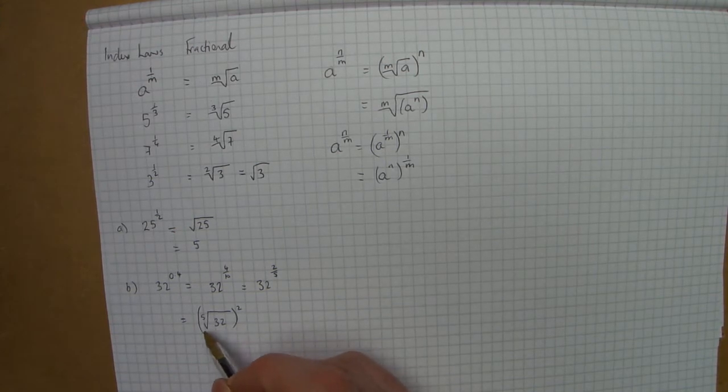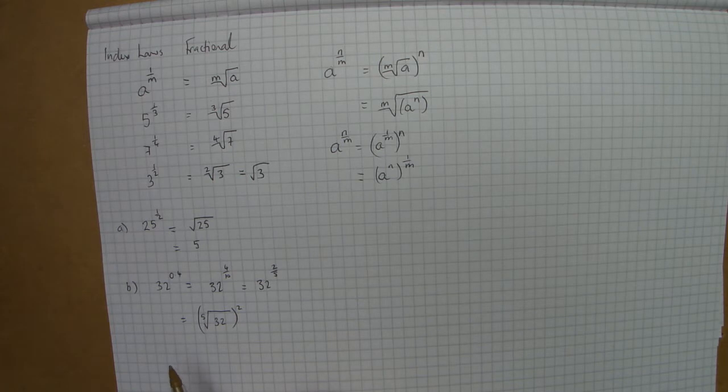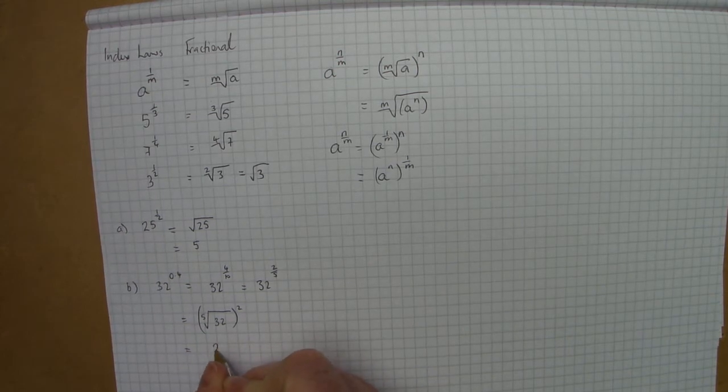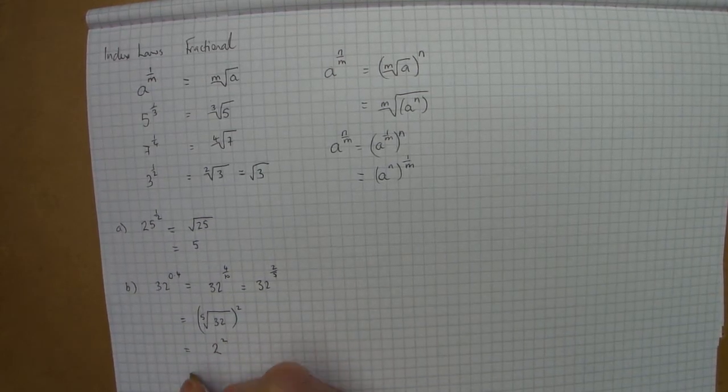Now the 5th root of 32, you might be thinking that seems quite complicated, but remember I said it was going to be easy numbers, and if we think of 2 to the power of 1 is 2, 2 squared is 4, 2 cubed is 8, 2 to the 4 is 16, and 2 to the 5 is 32. So the 5th root of 32 is 2, and then we need to square that, and we get 4.